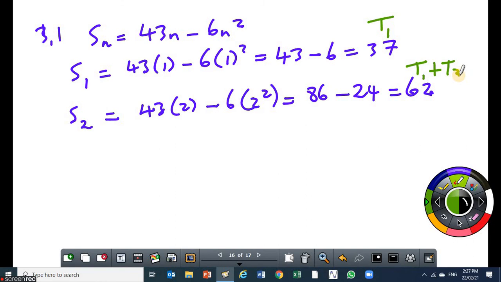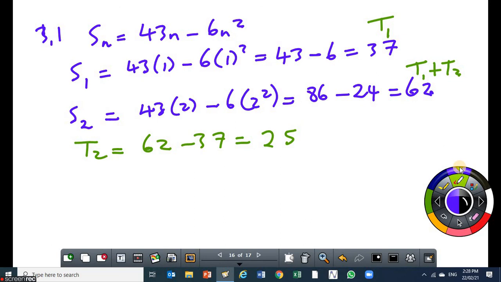Which means in that 62, there is 37 as well, because we are dealing with a series. So I know that T1 is 37. So it means my T2 is going to be equal to 62 minus 37. Remember, 62 is equal to S2, and S2 is equal to T1 plus T2. My T1 is 37, so here you get 25. Are you following?